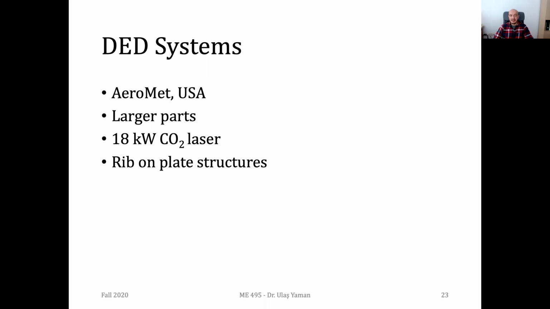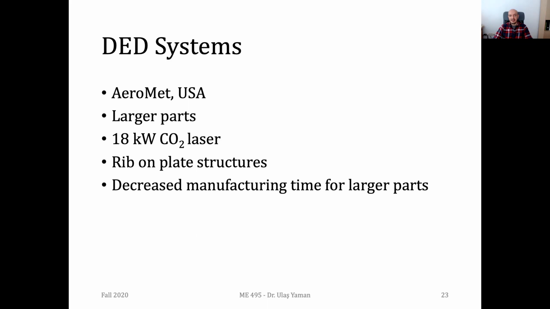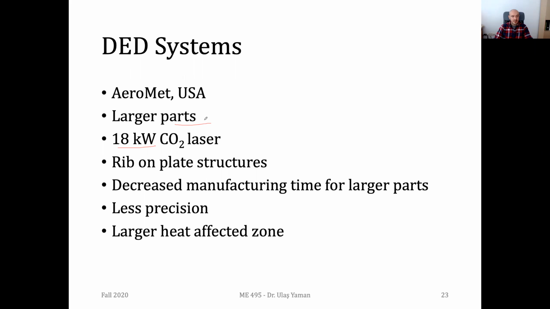With other machines, you cannot do it since they only have very small bed sizes, but the company Aeromet fulfills this gap by using a direct energy deposition system. Since their system is capable of working with large parts, it's quite fast. If you are going to work on larger parts, you can decrease the manufacturing time with their system. But the problem is that since they are using huge laser powers and also larger parts, their precision is not that good. And as we discussed with carbon dioxide lasers, you always have larger heat affected zones. You need to be aware of it and take some actions according to this problem.